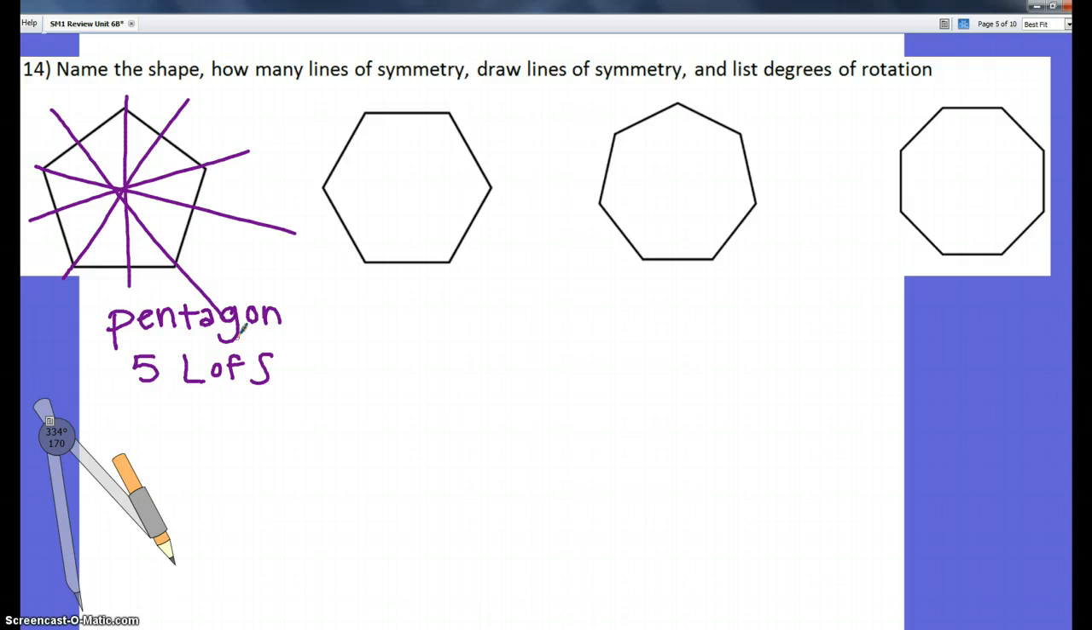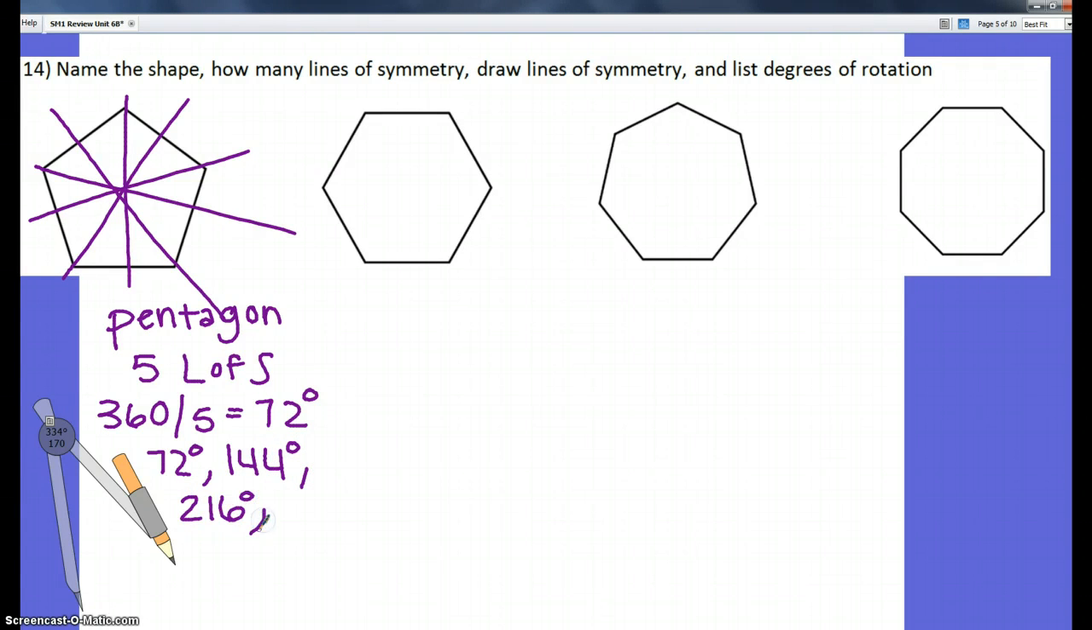And last of all, list the degrees of rotation. So I do 360 divided by 5 and I get 72. That's the first degree rotation to put it back onto itself. And then you just keep adding 72 until you get back to 360. So 144, 216, 288, and 360. All of those degrees will put that shape back right on to itself, exactly what it looks like now.